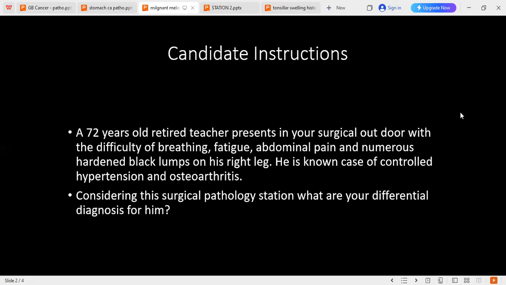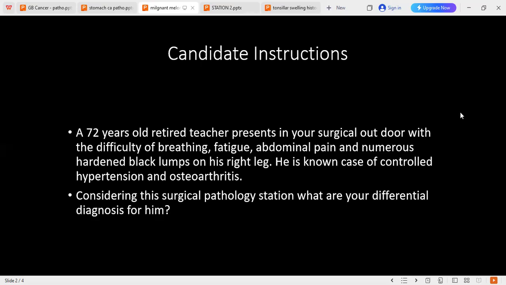What are the different types of malignant melanoma? There are 5 different types of malignant melanoma. The first, most common one is superficial spreading melanoma. Second is lentigo maligna melanoma. Third is desmoplastic melanoma. Fourth is acral melanoma. Fifth is nodular melanoma.